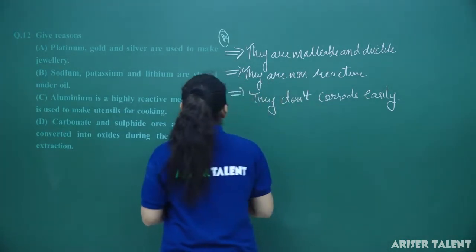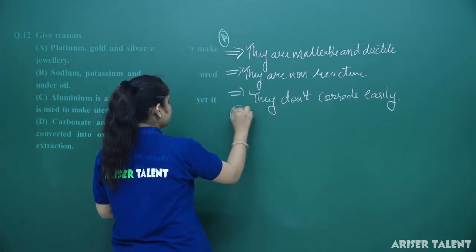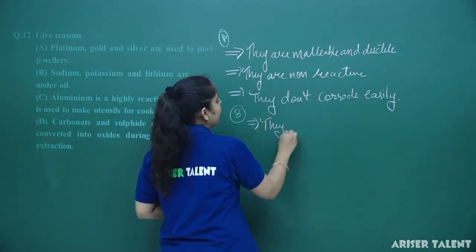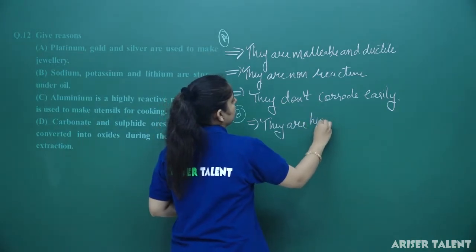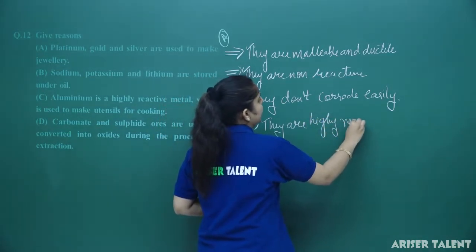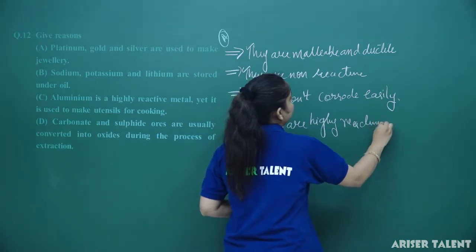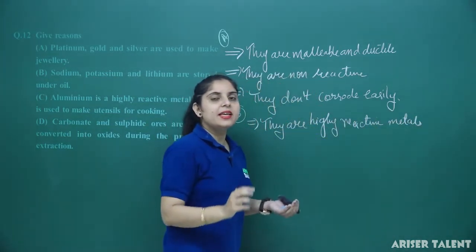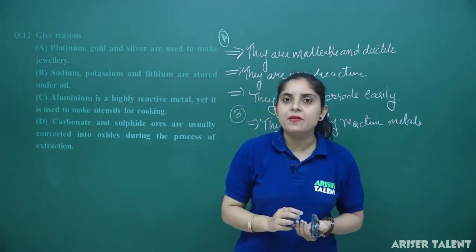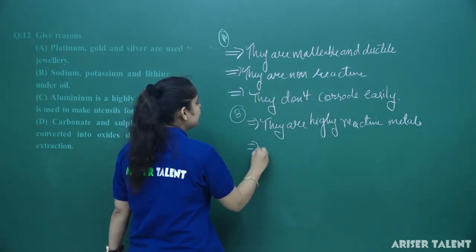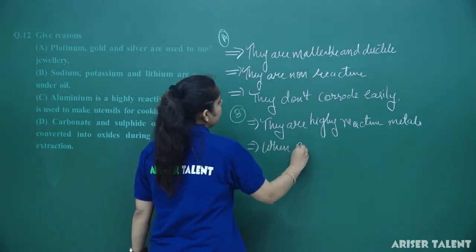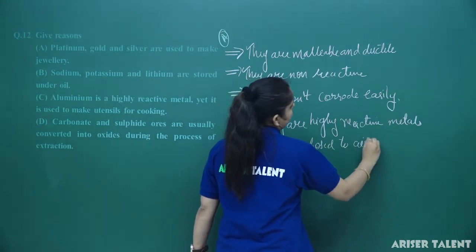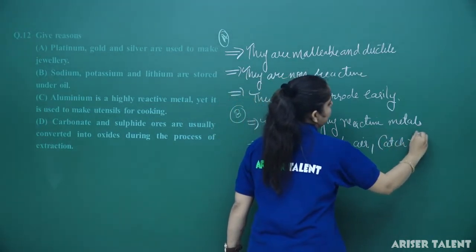So the reason for this will be, this is our B part. The first one is they are highly reactive metals. The second thing is whenever they are exposed to air, they will catch fire easily. So the second reason is when exposed to air, they will catch fire easily.